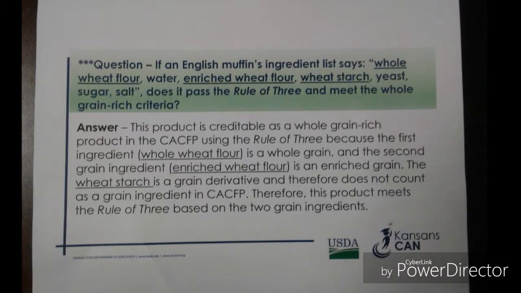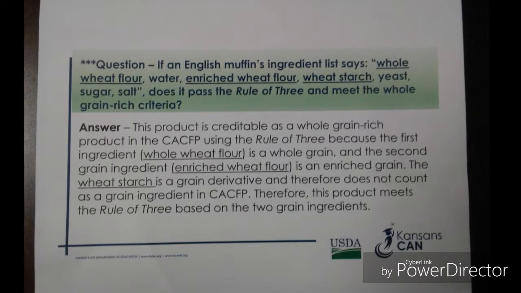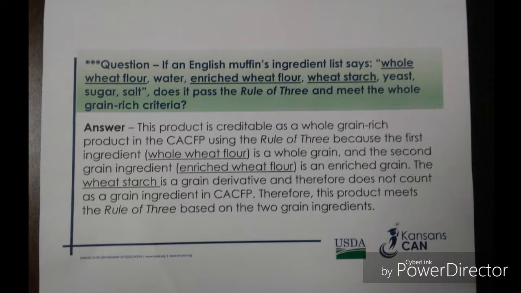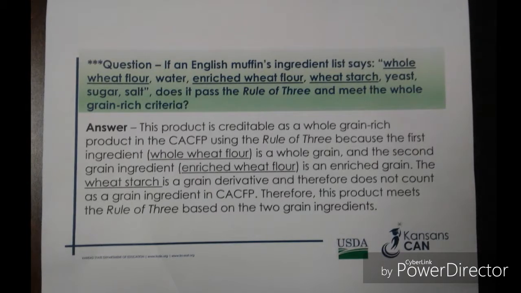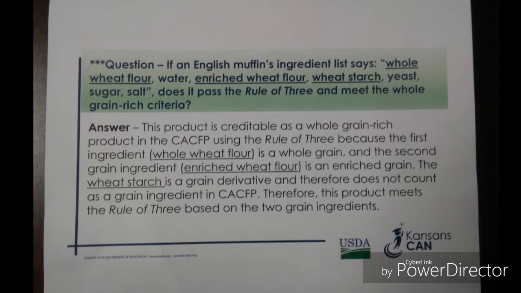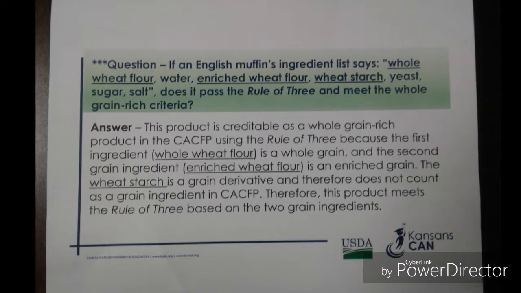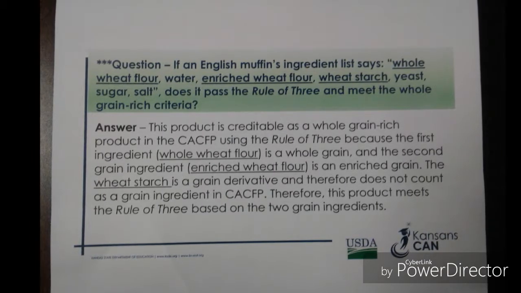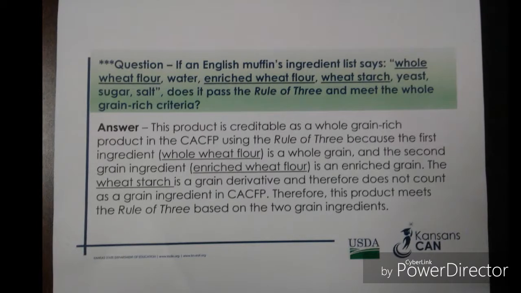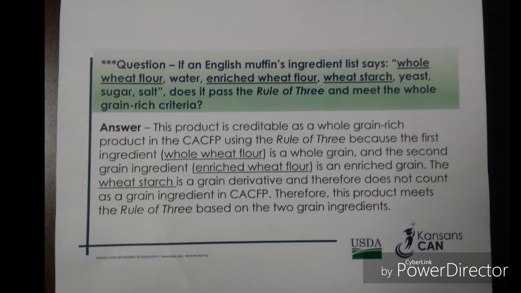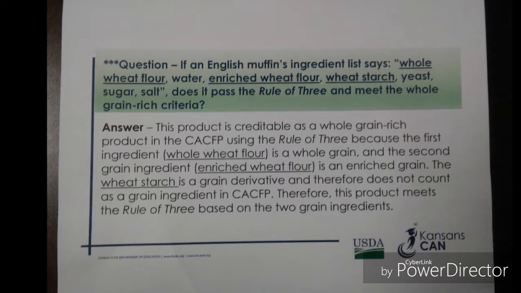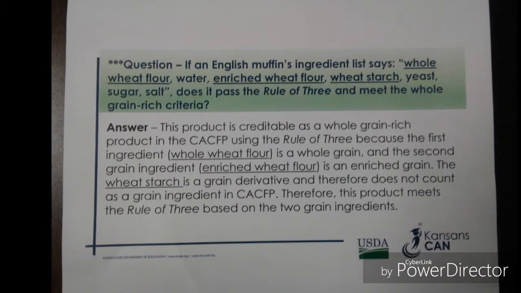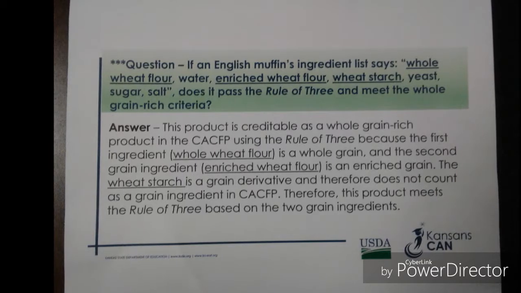This product is creditable as a whole grain rich product in the CACFP using the Rule of 3 because the first ingredient, whole wheat flour, is a whole grain, and the second grain ingredient, enriched wheat flour, is an enriched grain. The wheat starch is a grain derivative and therefore does not count against the product in CACFP. Therefore, this product meets the Rule of 3 based on the 2 grain ingredients.